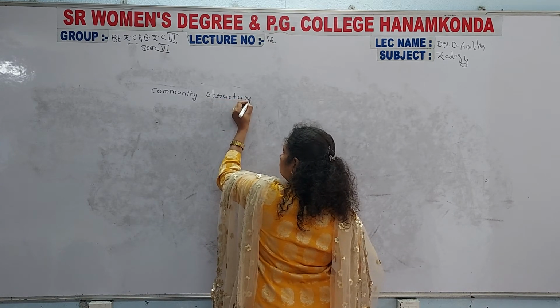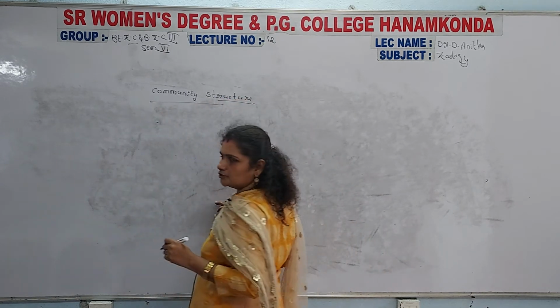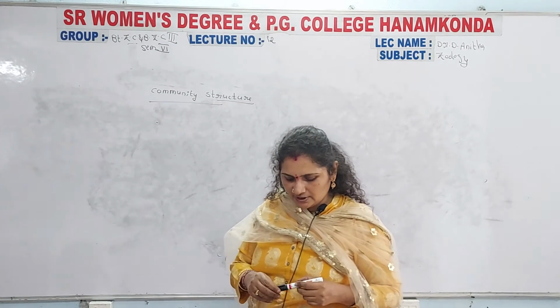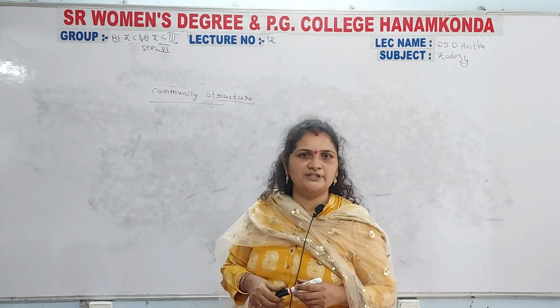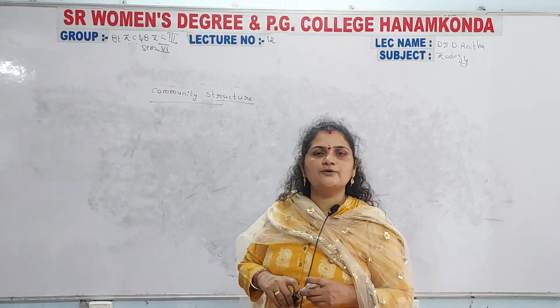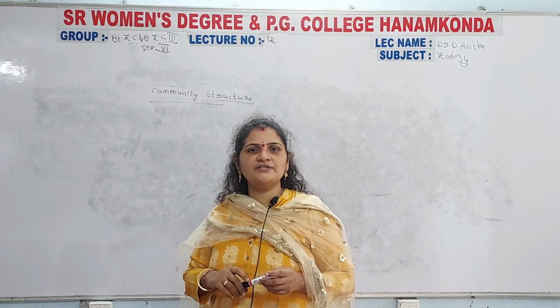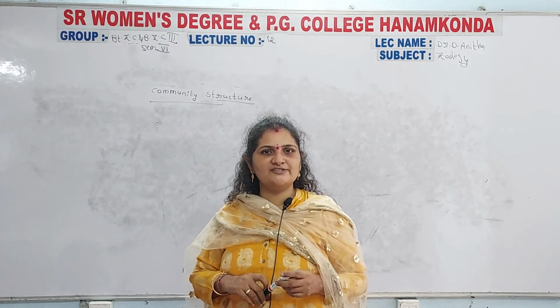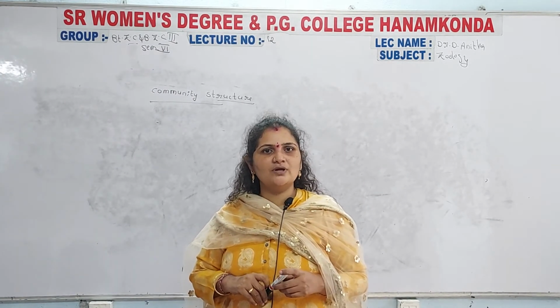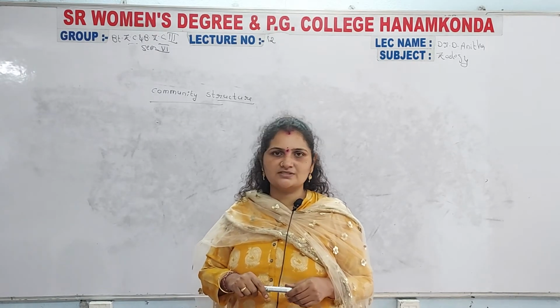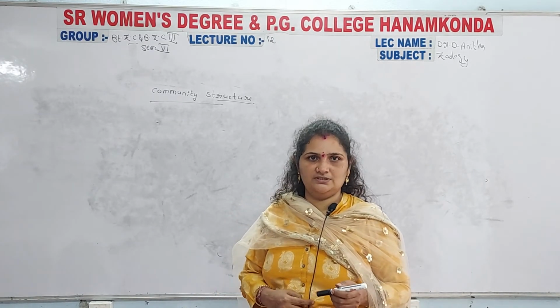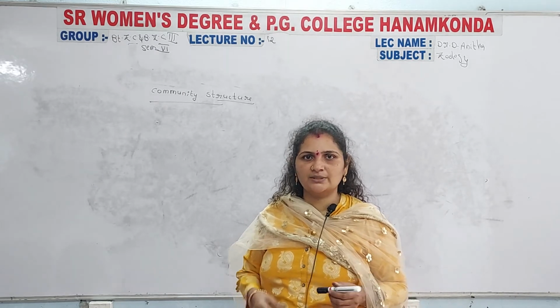Community structure is another topic. A community is nothing but a group of species, a group of individuals. A group of populations that live together and coexist in an ecosystem is also considered a community level, a group of individuals.